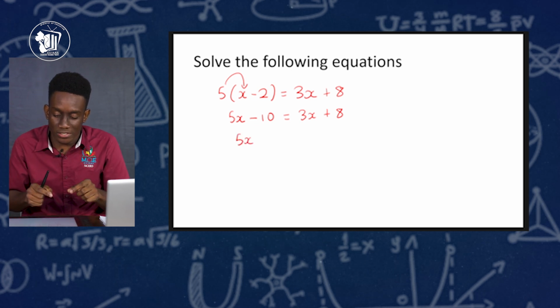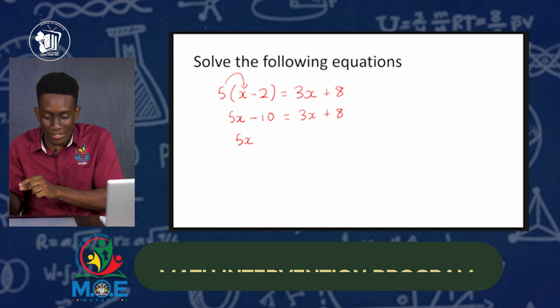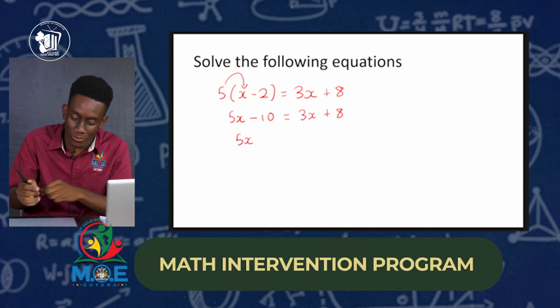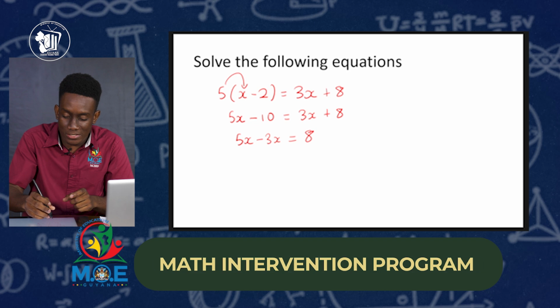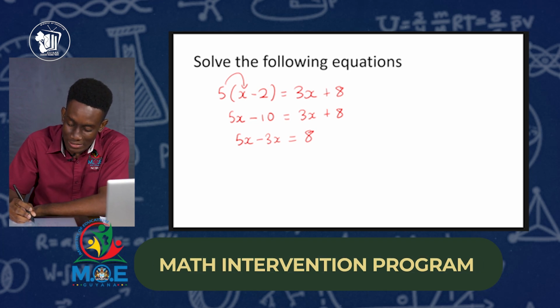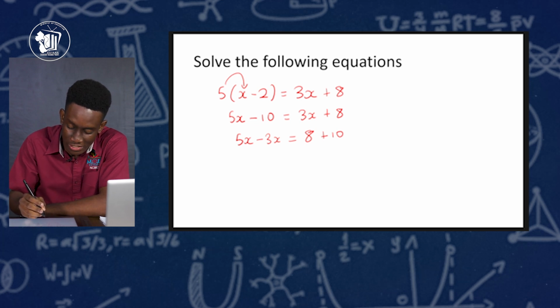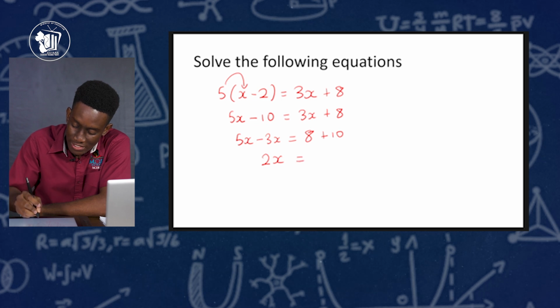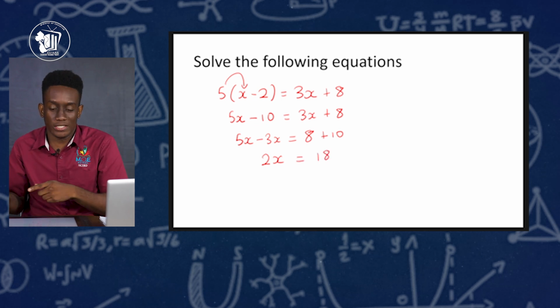So we have 5x. I bring over the plus 3x with it. So we know the 3x is adding. So when we take over the 3x over the equal sign, it will subtract. And this will be equal to 8. And this 10 is subtracting. So when we take it over the equal sign, it will add. This will be plus 10. So 5x subtract 3x, that would give you 2x is equal to 8 plus 10 would give you 18. So 2x is equal to 18.